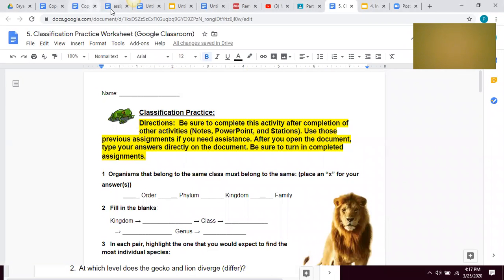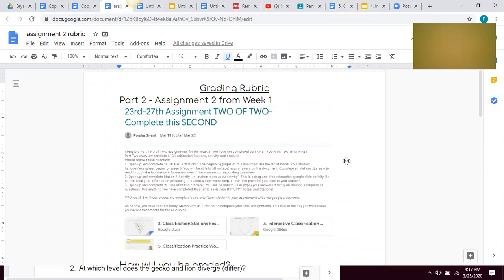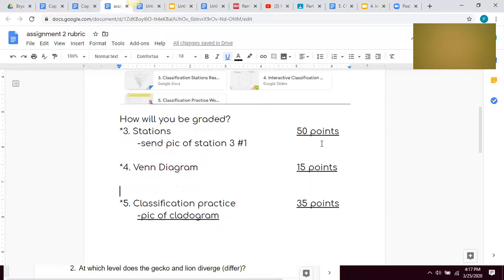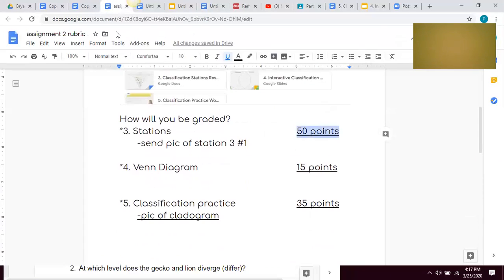And I don't think I fully showed you this rubric, maybe not at all, right? So when we look at part 2 that we just went over, half of your grade will come from your stations, right? And then I just put a reminder here to send a picture of station 3 if you just drew it on paper. And then the next part of that assignment is the Venn diagram, where we did our dragging and our dropping like this, right? And I told you about our hints there. And that's worth 15 points.